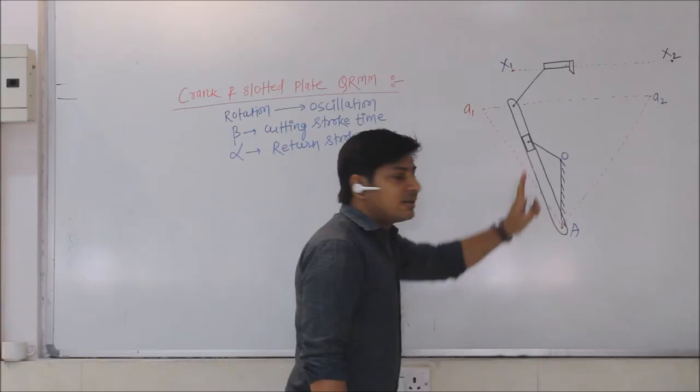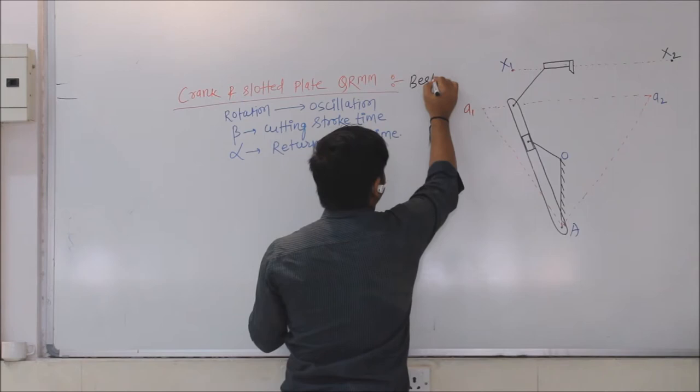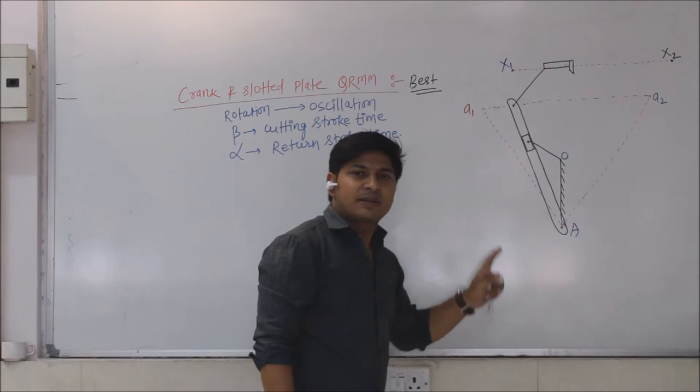Return mechanism, crank and slotted plate quick return motion mechanism. This is the best QRMM, this is the best quick return motion mechanism. Definitely one question will be from here only. Okay.